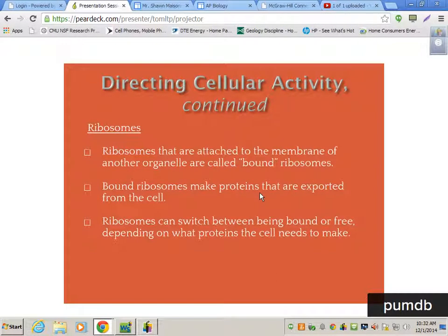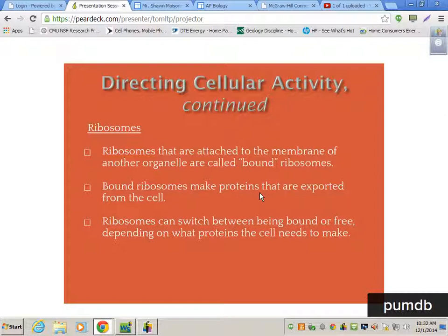So ribosomes that are attached are what are called bound ribosomes. And they're attached to this structure called the endoplasmic reticulum. And bound ribosomes make proteins that are going to be exported from the cell. And then the ribosomes can switch between being bound or free depending on what proteins the cell needs to make.